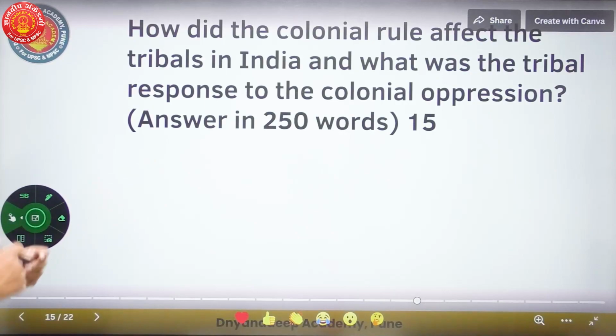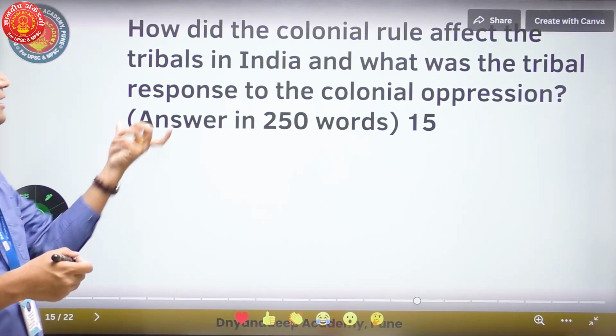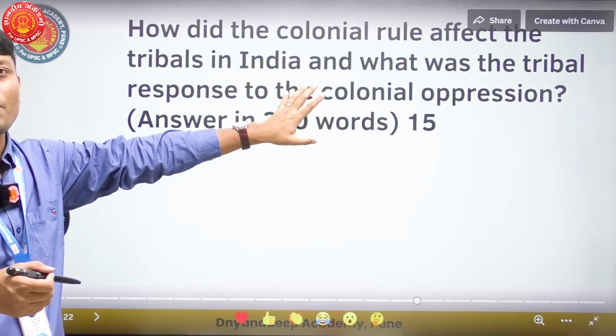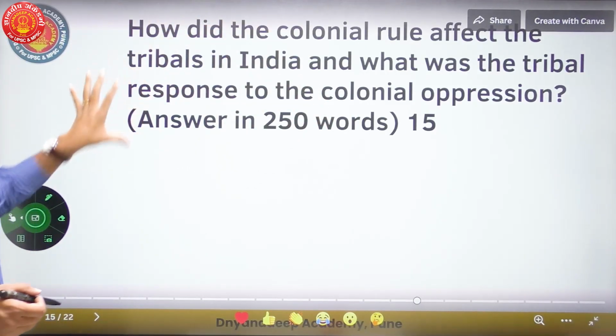Next, how did the colonial rule affect the tribals in India, and what was the tribal response to the colonial operations? Again, a basic question. Fine.